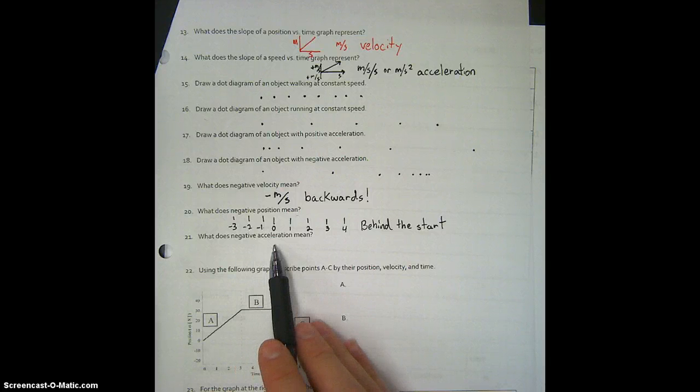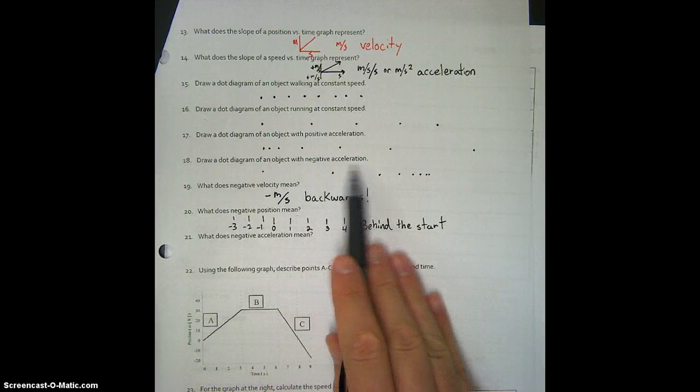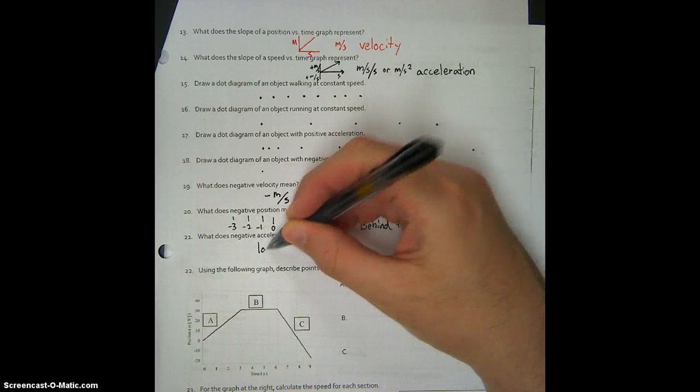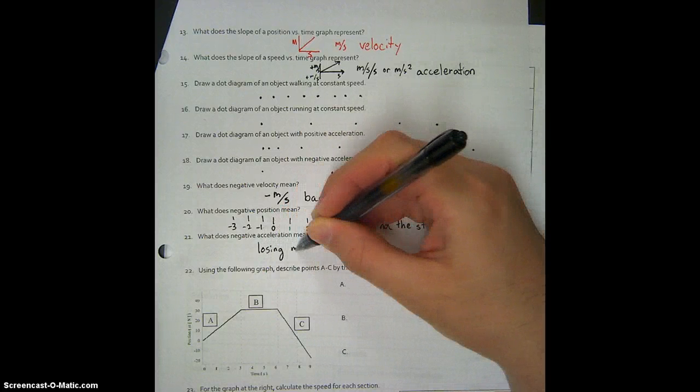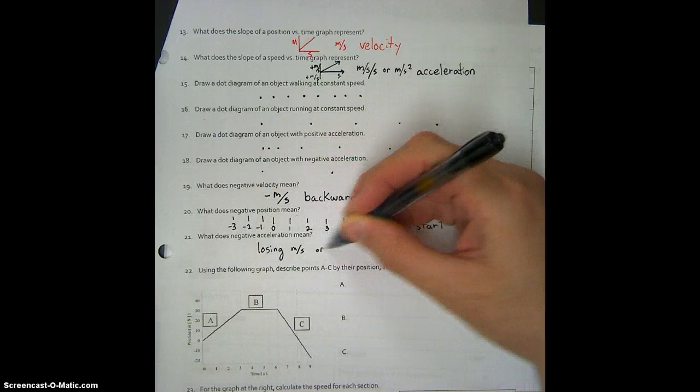Negative acceleration. Oh, we saw that. Negative acceleration. That means losing meters per second or slowing down.